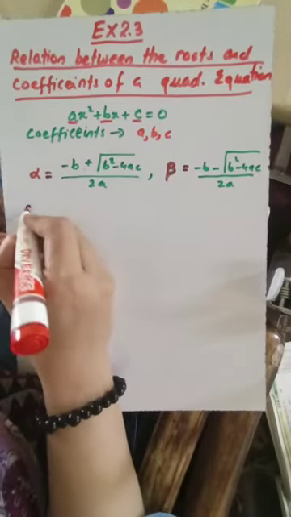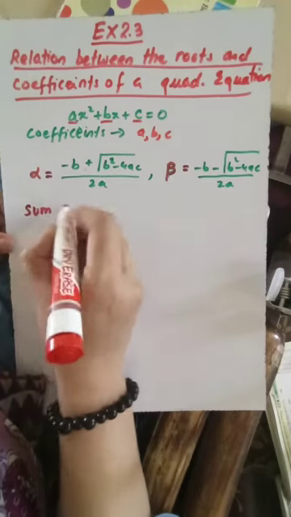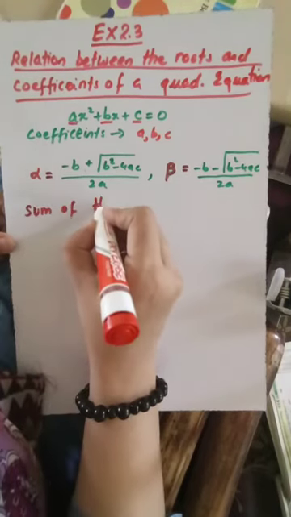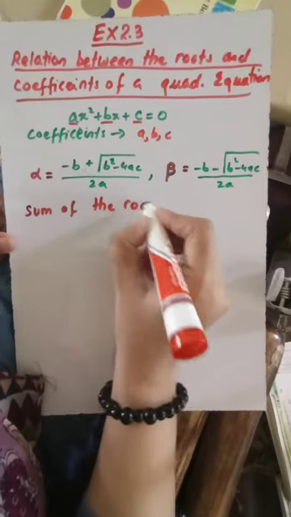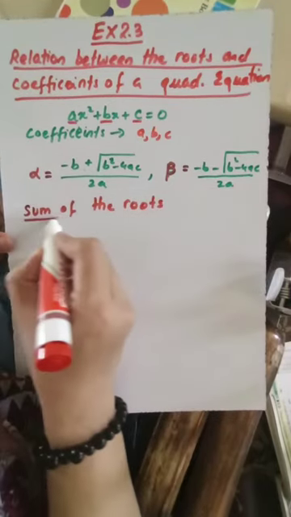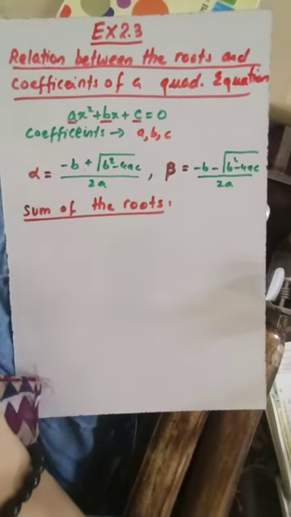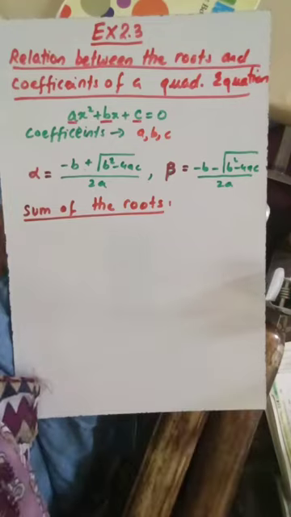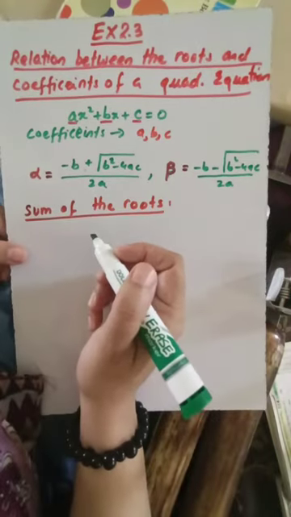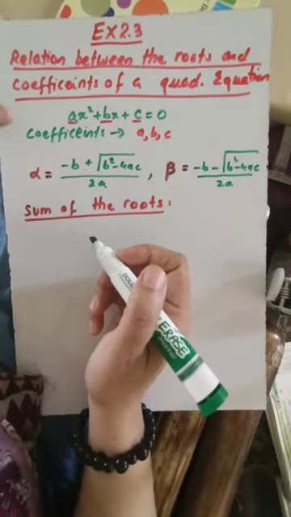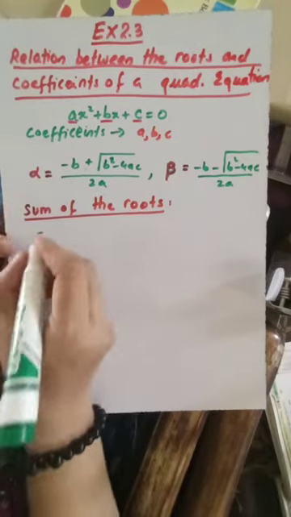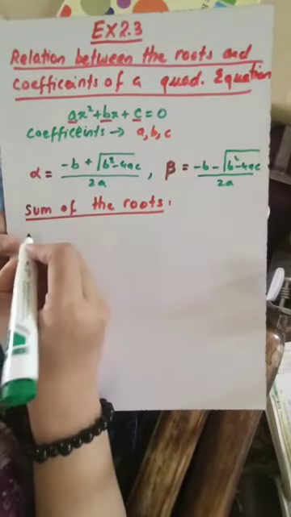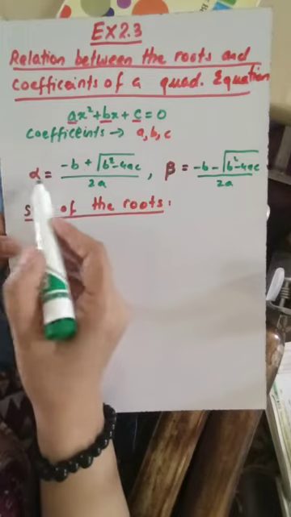So first of all I am going to find the sum of the roots, which will give me an equation between the roots and the coefficients, and then I am going to find the product of the roots, which will give me another equation or relation between the coefficients and the roots. So the first one is to find the sum. If I want to find the sum, I will add these two.